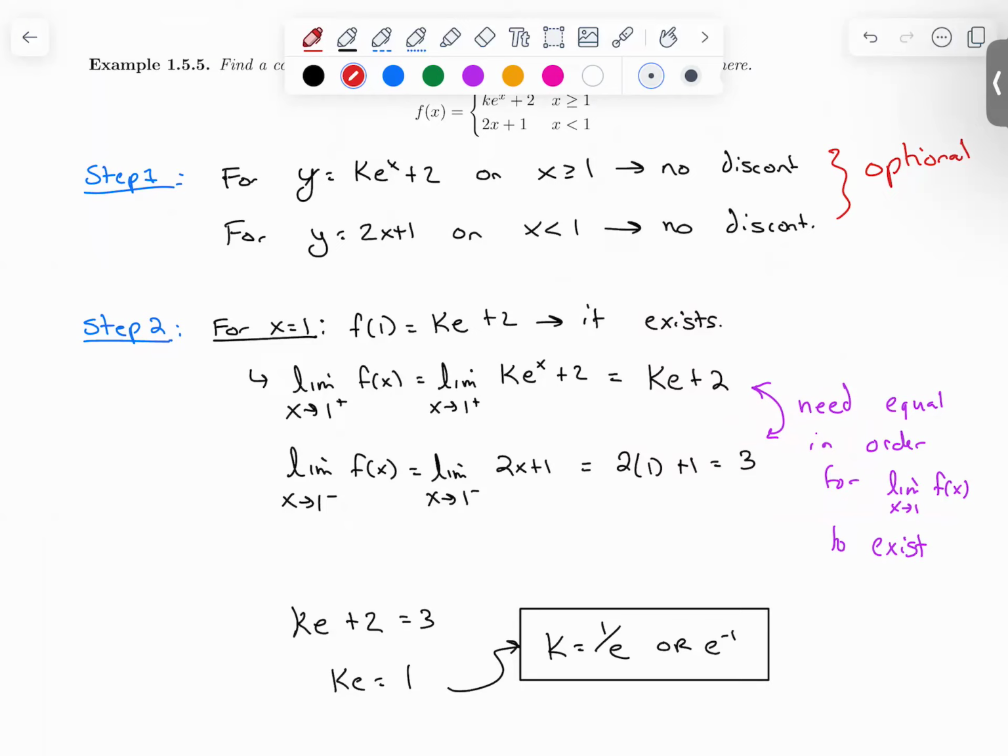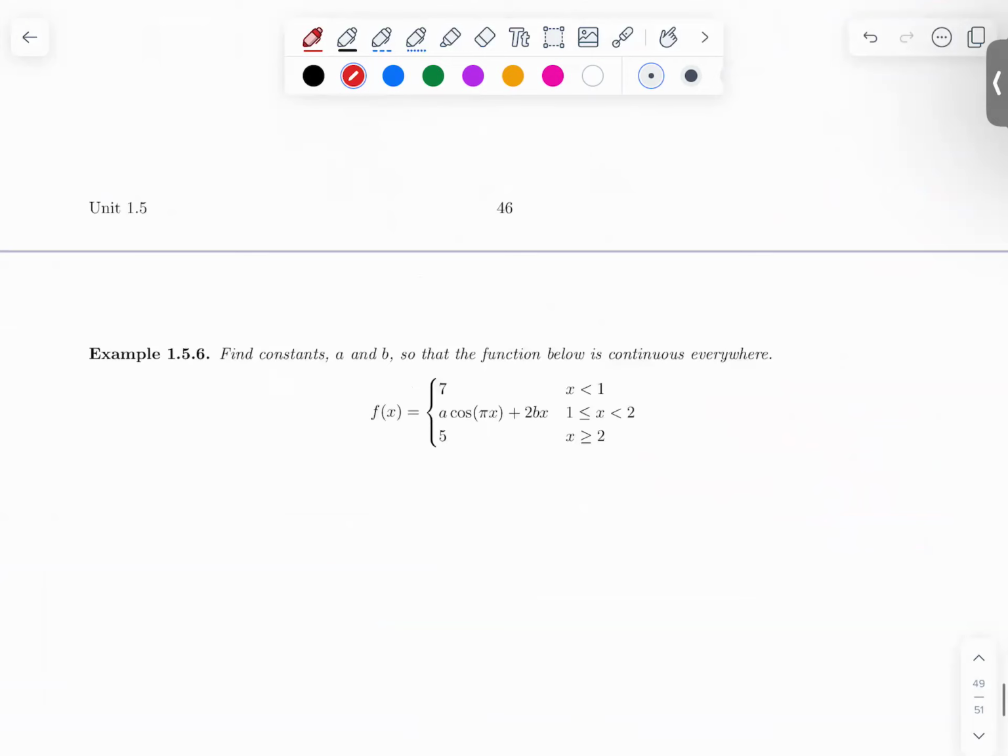All right. Now a super fun problem. Find the constants a and b, not just k, but the constants a and b, so the function is continuous everywhere. Step 1, we're going to skip it. If you look at all 3 of these functions, you'll see that they are defined everywhere. Cosine exists everywhere. X is defined everywhere. 7 and 5 are defined everywhere. Skip step 1, because all pieces are fine.